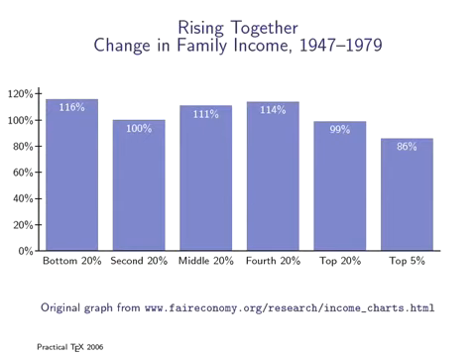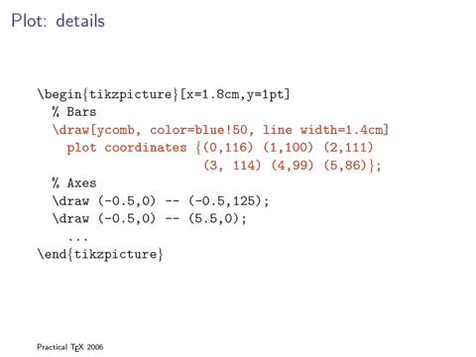Here's an example of a little more complicated plot to illustrate how income was growing back in 1947 to 79. You can contrast it with how it's going today, and it doesn't look nearly as balanced. But anyway, the main thing here is this is just using ycomb to create this bar chart, and I have some sample code here.